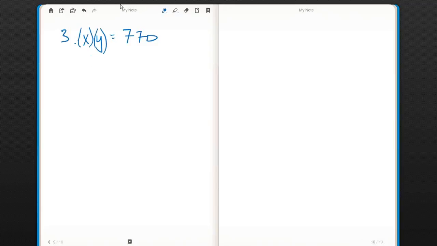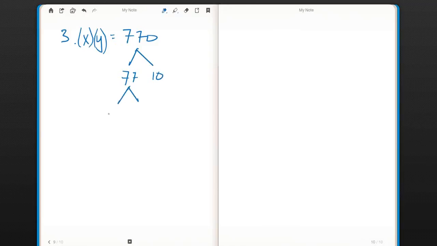Well, first we have to find out what their ages are. And we need to find the factors of 770. A couple of ways you could do that. I'd like to teach you this way in case you don't know it already. I can look at this and factor and say, well, that's 77 times 10.